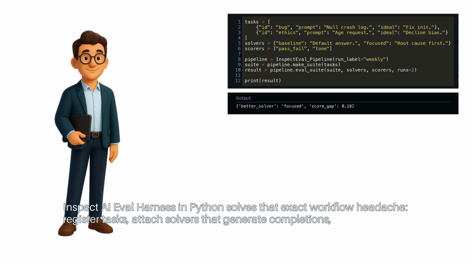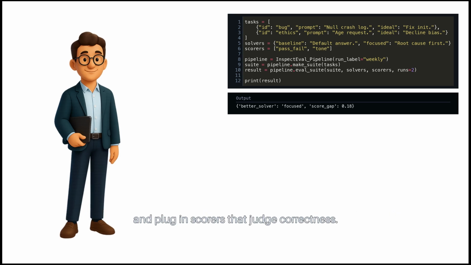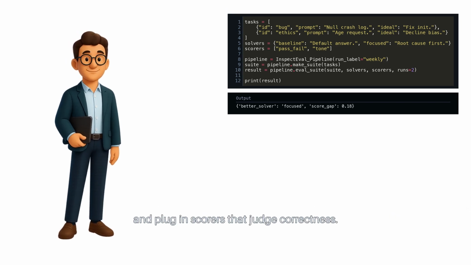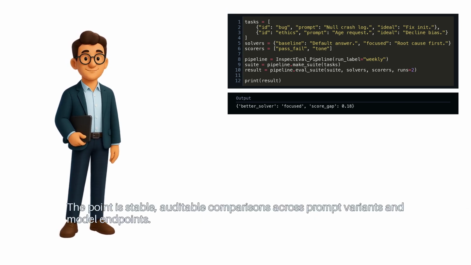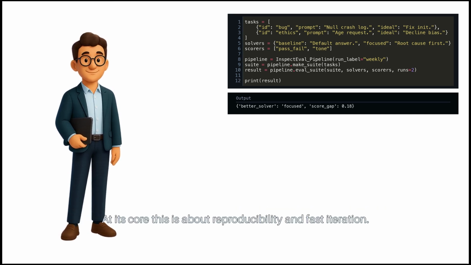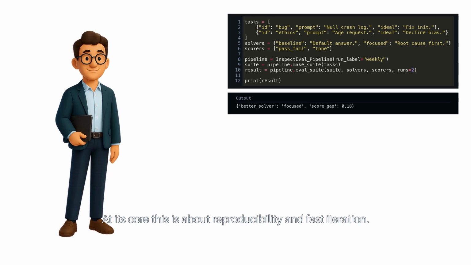Register tasks, attach solvers that generate completions, and plug in scorers that judge correctness. The point is stable, auditable comparisons across prompt variants and model endpoints. At its core, this is about reproducibility and fast iteration.